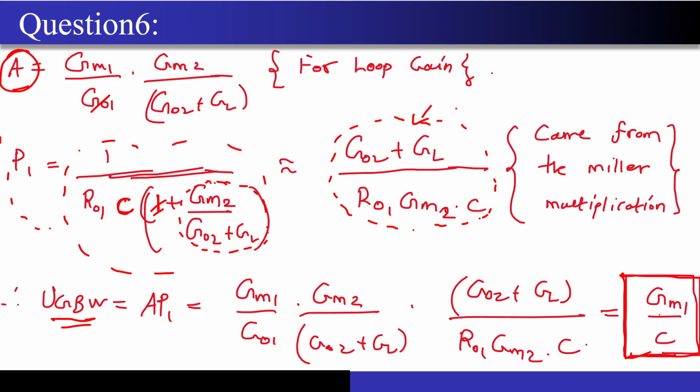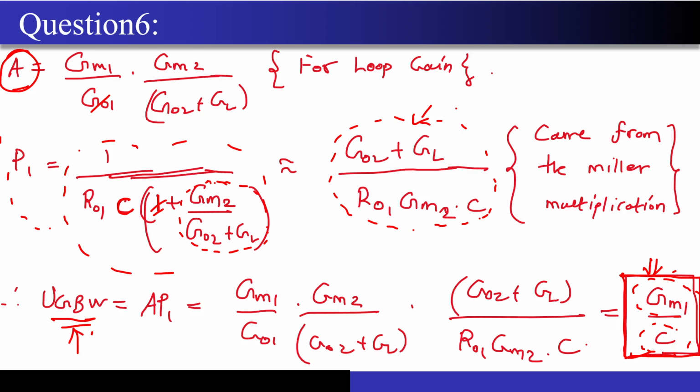We have seen this so many times in this course: the unity gain bandwidth of a two-stage amplifier, assuming that it has been compensated properly, comes out to be GM1 by C. This is what we have already seen. Now GM1 is already known to you, and the C value they have already given in the question. You can easily find out the value of UGBW from here.